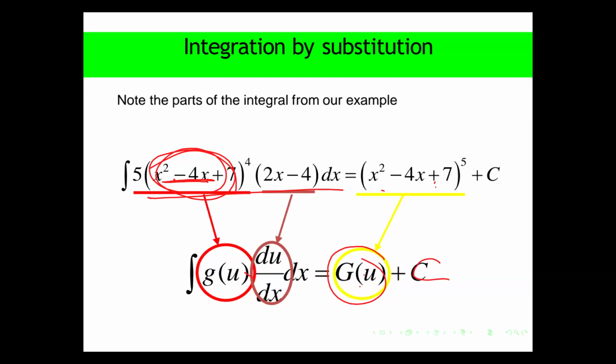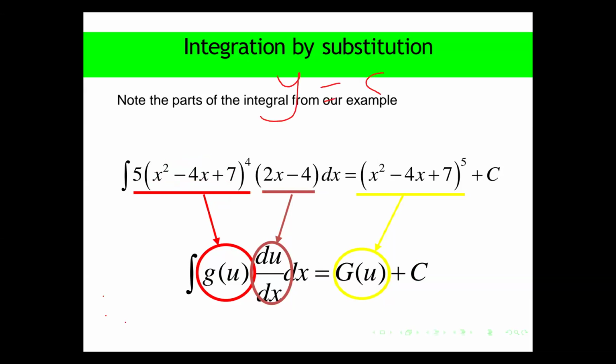So what that means is that if we are to have a function like this, let me have the function. This is our function. Our function is y is equal to 5, open the brackets, x squared minus 4x plus 7 raised to the degree 4 multiplied by what? 2x minus 4, right?